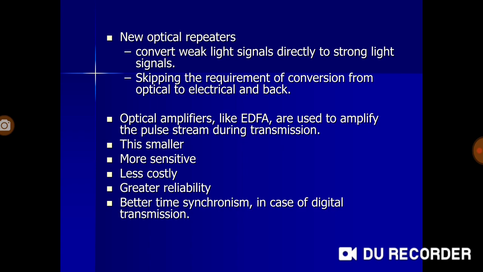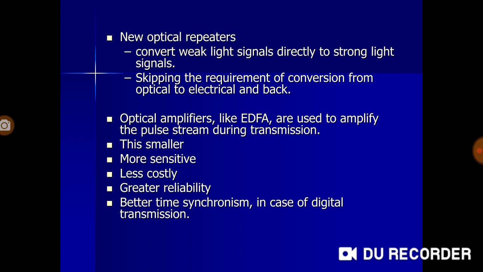So optical amplifiers like EDFA are used to amplify the pulse stream during transmission. The advantages, or the properties we can say: the optical amplifiers are smaller because they do not require the entire block, the transmitter, receiver and all those things, only a simple amplifier. And it is more sensitive because it is optical to optical. There is no conversion factor over here, so it is more sensitive. It is less costly, obviously, because the number of units required is quite reduced. We don't need the transmitter receiver at all, not even the shaper, just the amplifier. So out of the 4 units, we are just requiring one.